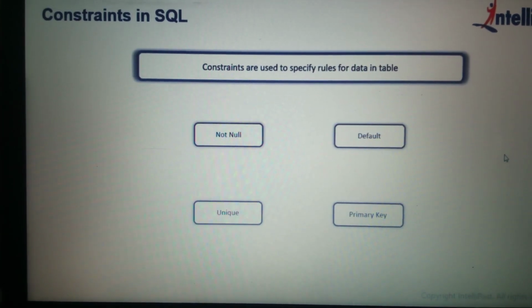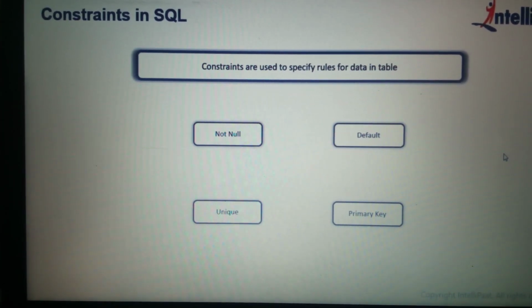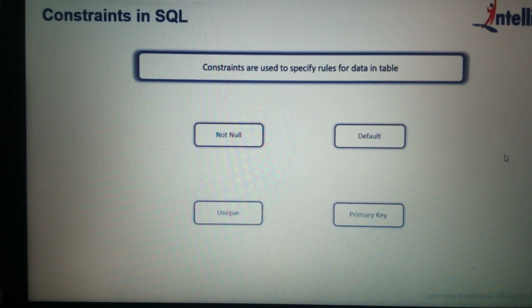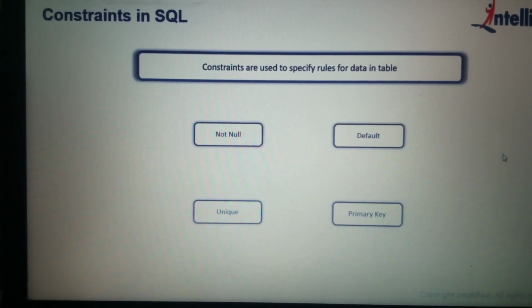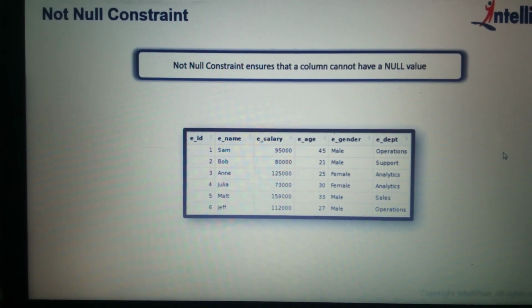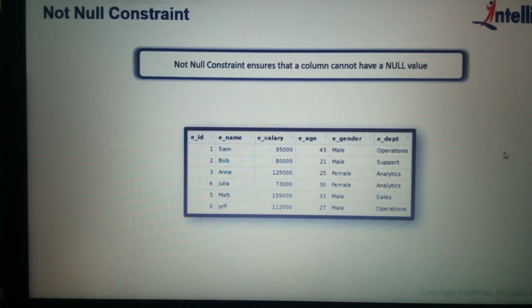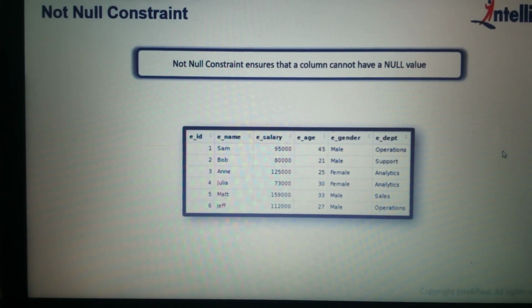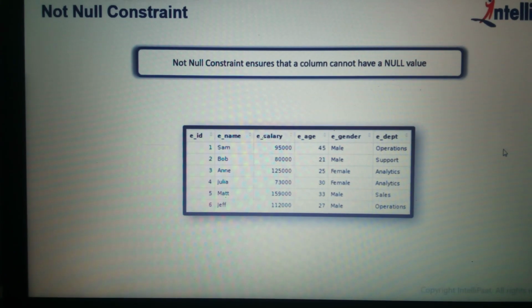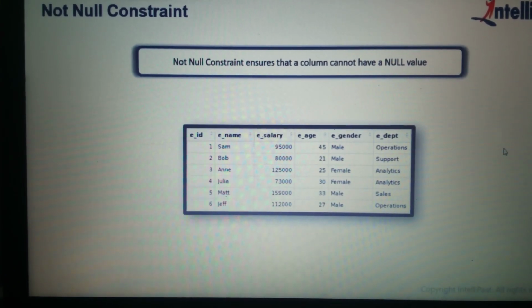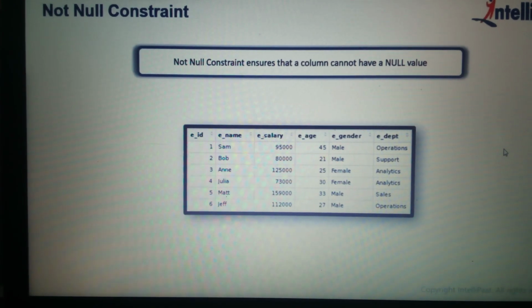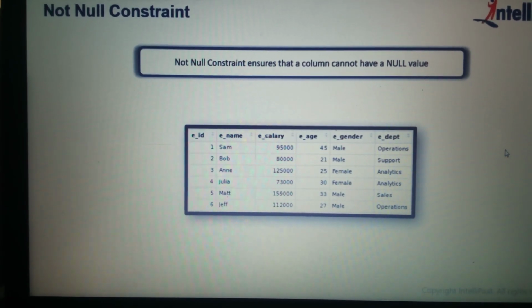So constraints are basically used to specify some rules on the data and limit the type of data that can go into a table. We will look at these 4 constraints: not null, default, unique, and primary key. Let's start with the not null constraint. So by default, a column can hold null values. And with the help of the not null constraint, we can ensure that a column does not have null values. So the not null constraint basically ensures that a field always contains a value.